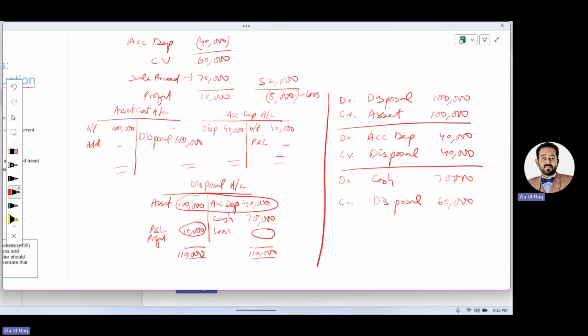So the remaining 10,000 should be recorded on the debit side or credit side? In this, on the debit side we are having 70, and on the credit we are having 60. To make it equal, we will credit 10,000 and that will be called profit on disposal. If we need to record something on the debit side, that will be called loss on disposal. So these are the accounting entries that we need to pass for disposal, meaning sale of an asset.